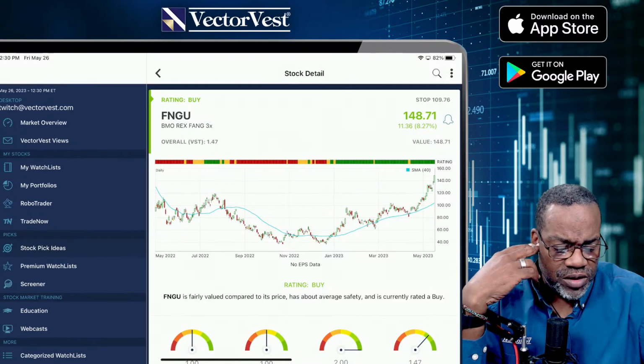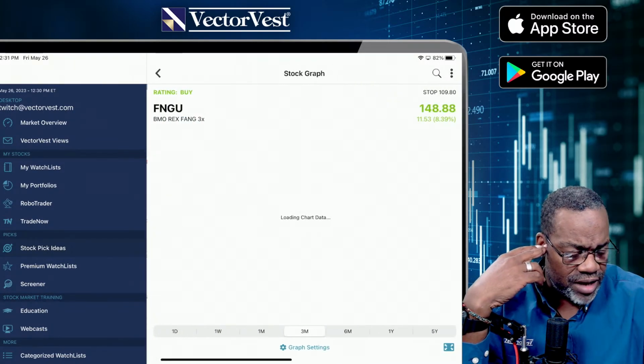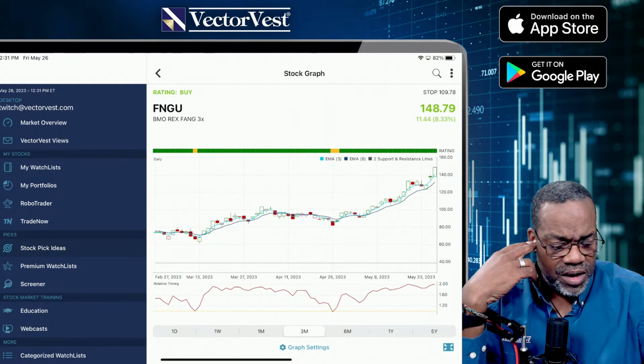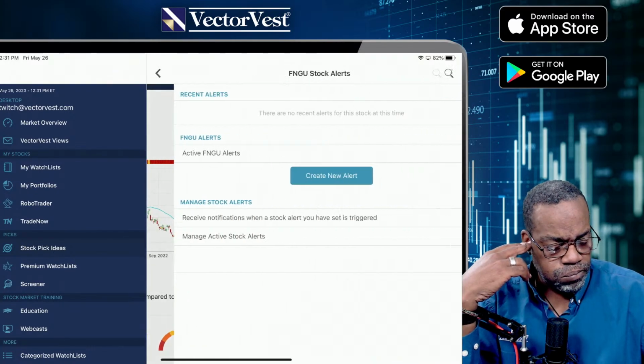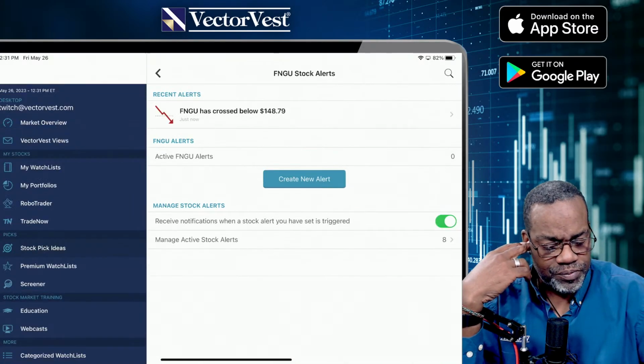What about this one? Feng Yu. Well, tech stocks are moving. This is another good-looking stock to think about. Look at that equity curve. Man, oh, man. All right, let's create an alert right there at that level of the high. I'm going to create that.